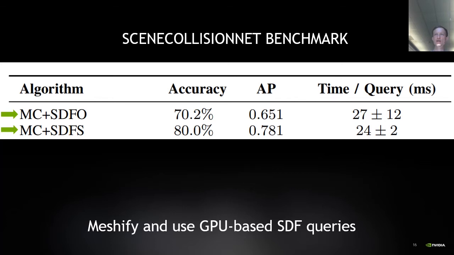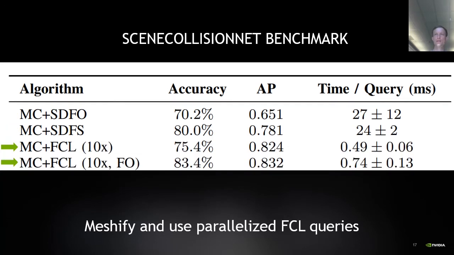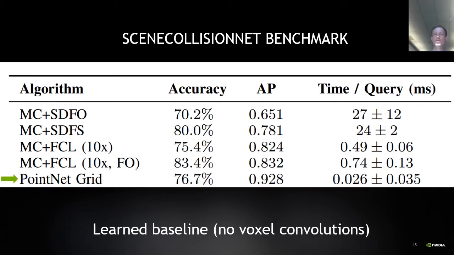SDF baselines encode the scene or object point cloud as a signed distance function and check the sign of each external point to predict collisions. FCL methods are parallelized across 10 threads and use marching cubes to convert point clouds to meshes before checking collisions using the flexible collision library. Finally, PointNet Grid is an ablation of our method that does not contain any coarse voxel convolutions, so there's no shared information between voxels.